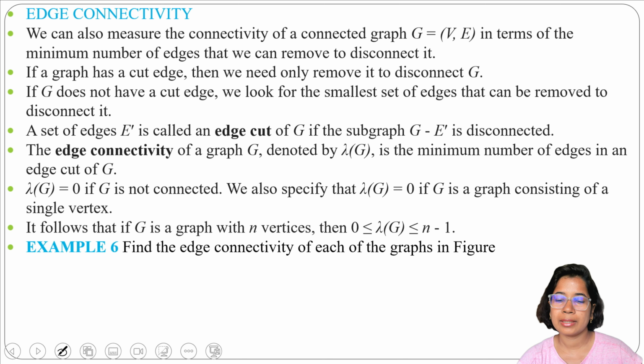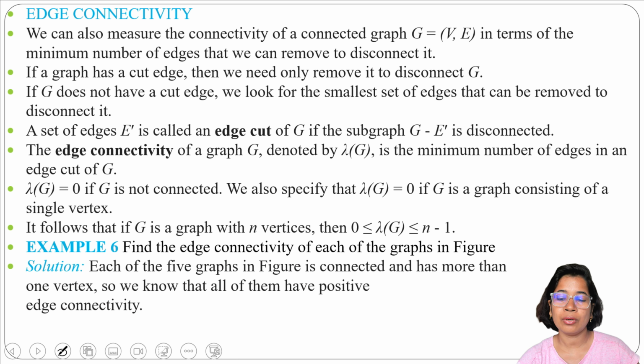Now let's see one example. Example 6. Find the edge connectivity of each of the graphs in the figure. I am using the previous figure that I discussed for vertex connectivity. Same figure. All graphs have more than one vertex, so vertex connectivity is positive, and edge connectivity is also positive.